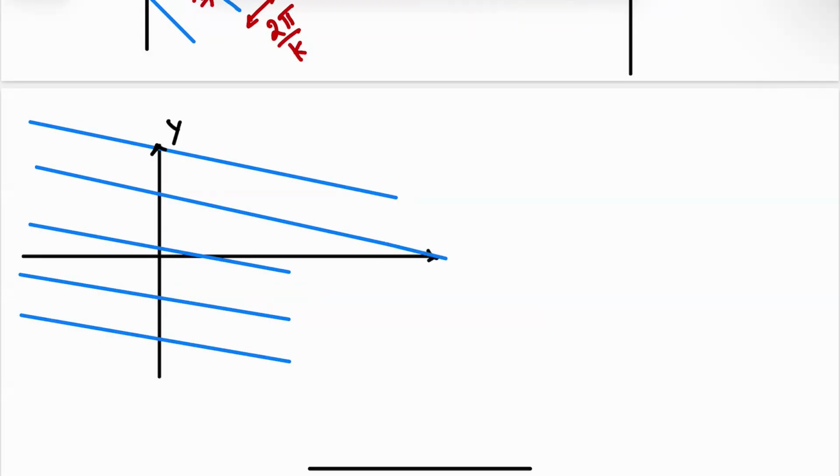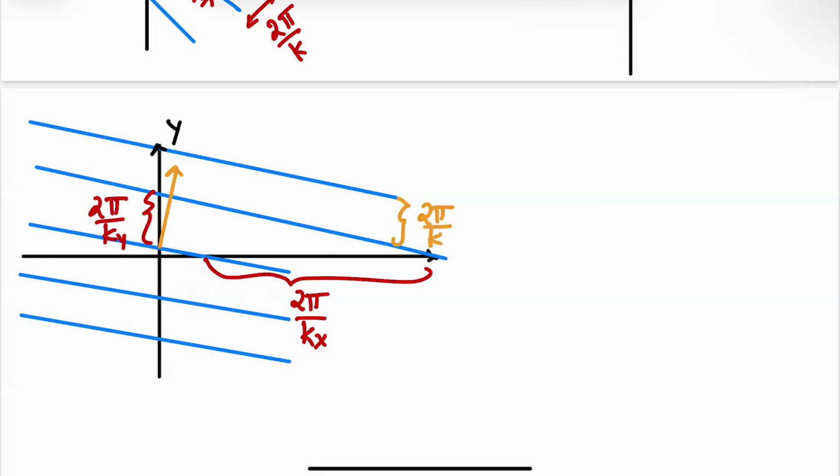Okay, which means what? Now my kx is giving this length. This is 2 pi by kx, and this is 2 pi by ky. Right? And the direction of propagation now is, we know, in this direction. And this length is always the same. This is 2 pi by k.